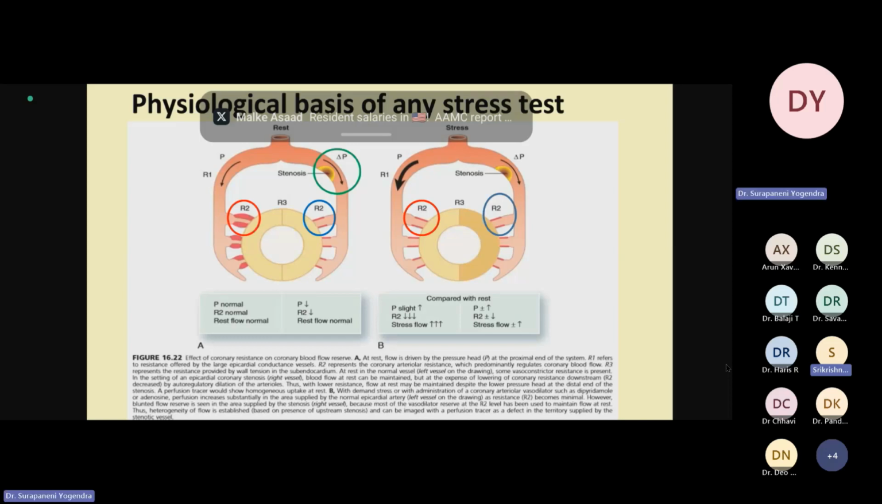At rest, in the normal vessel, the vasoconstrictor resistance is present. In the setting of epicardial coronary stenosis, on the right side, the blood flow at rest can be maintained, but at the expense of lowering the coronary resistance downstream, that is lowering the R2.